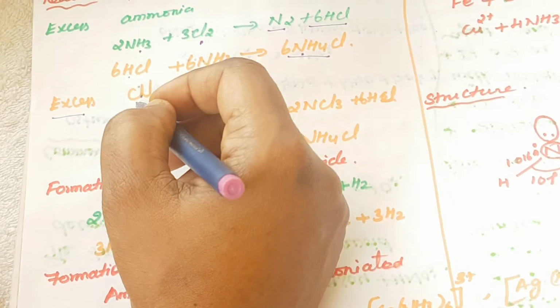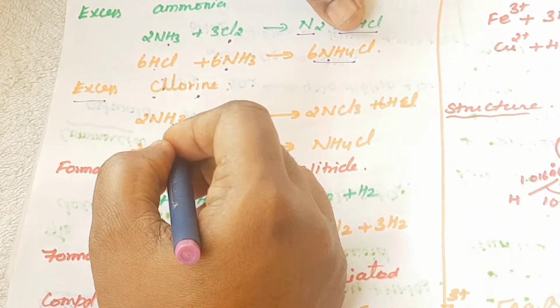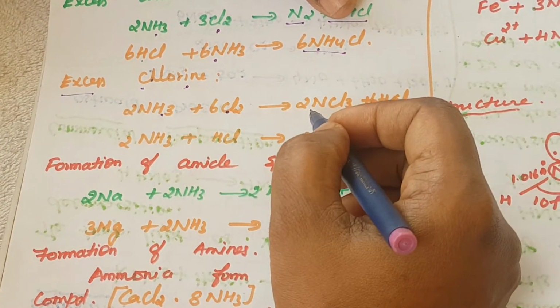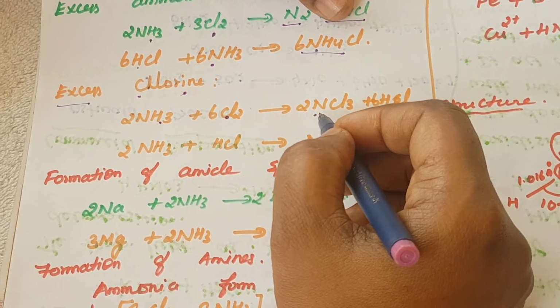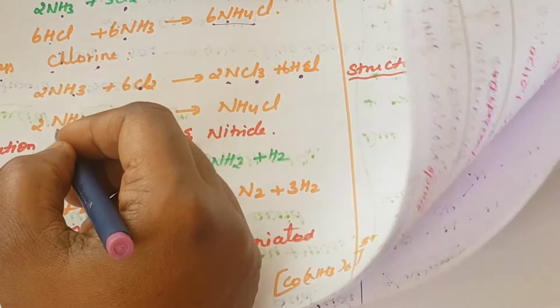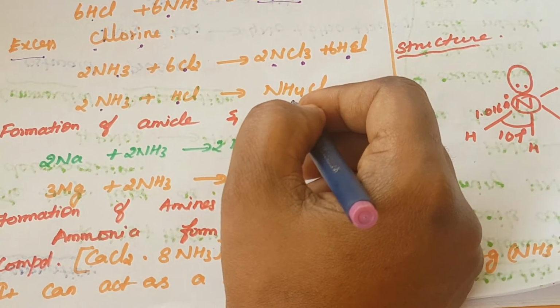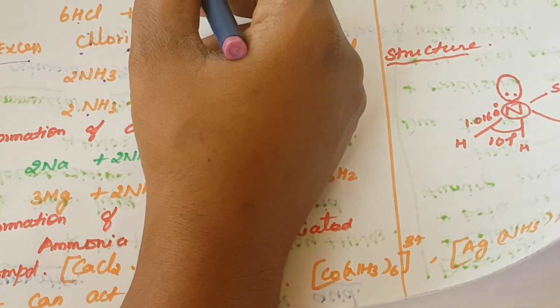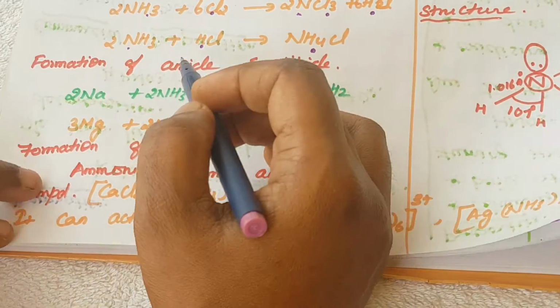Another set of reactions is with excess chlorine. Ammonia reacts with chlorine to form nitrogen trichloride and hydrochloric acid. This ammonia again reacts with hydrochloric acid to form ammonium chloride. So that is the reaction with chlorine.